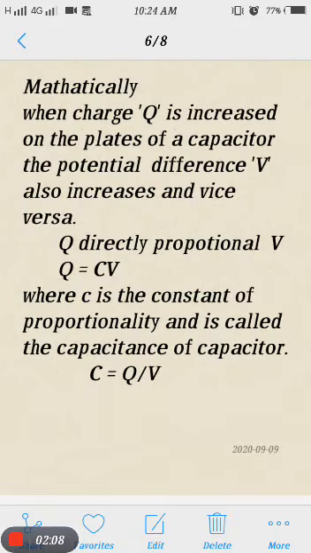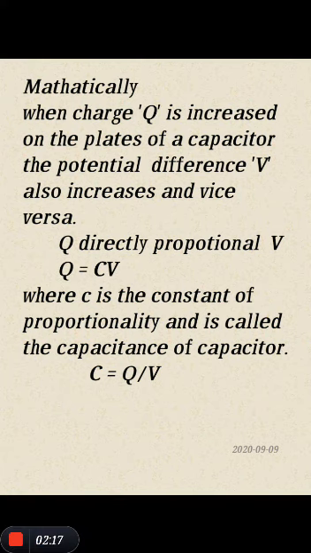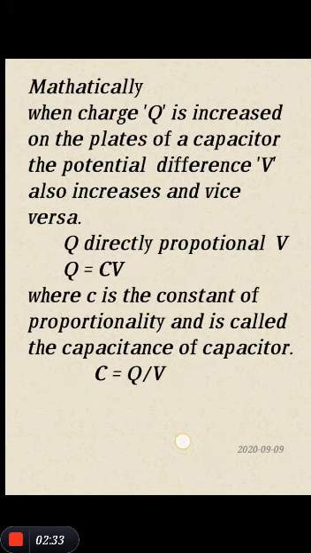Mathematically, when charge Q is increased on the plates of a capacitor, the potential difference V also increases and vice versa, where Q is directly proportional to V, or Q = CV, where C is the constant of proportionality and is called the capacitance of the capacitor. By rearranging the above formula, we can write C = Q/V, where Q is the amount of charge and V is the potential difference.